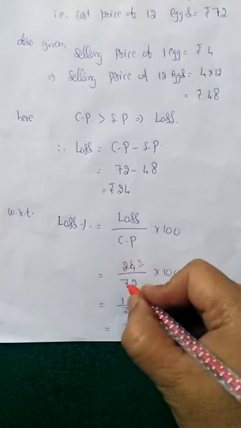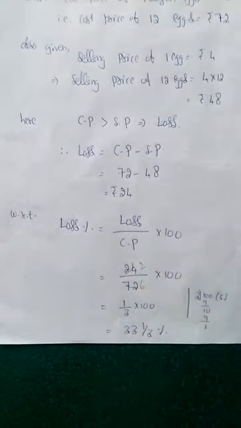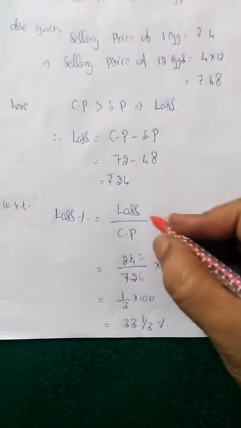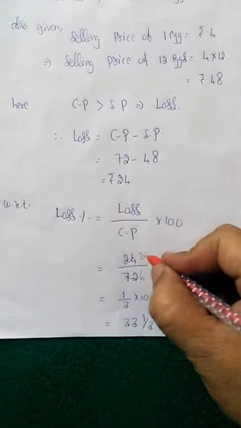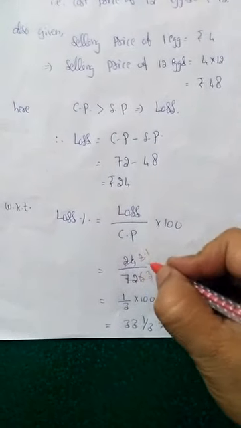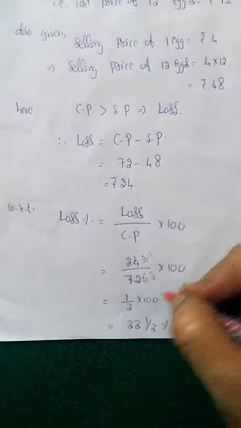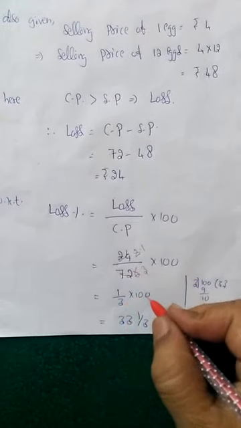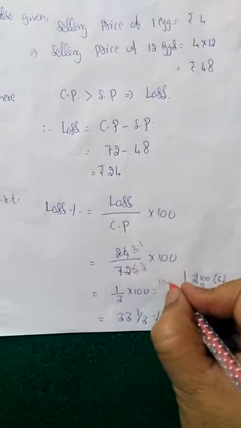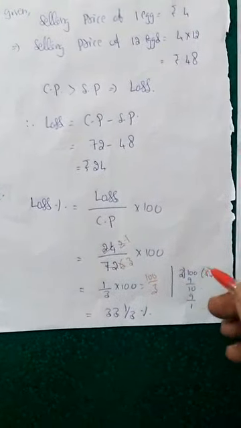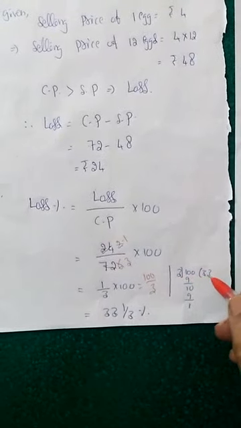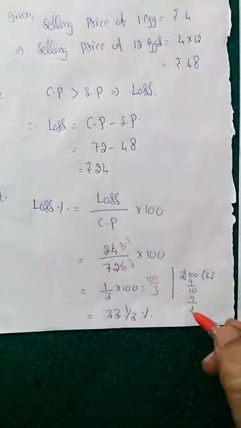12 2s are 24, 12 6s are 72. And again 2 1s are 2, 2 3s are 6. So how much remains? 1 by 3 into 100. 1 by 3 into 100 means 1 into 100, which is 100 by 3. If we divide 100 by 3, we get quotient 33 and remainder 1.